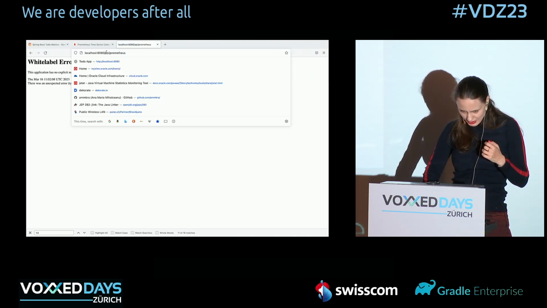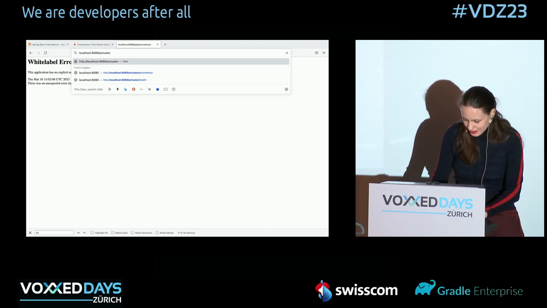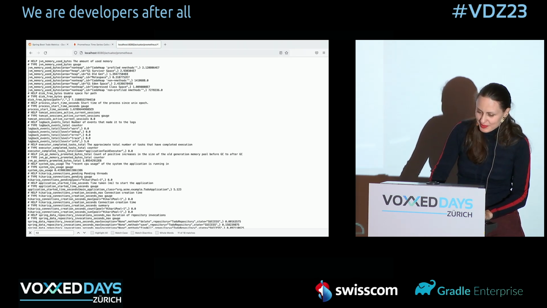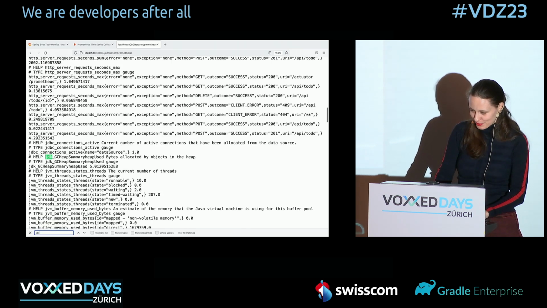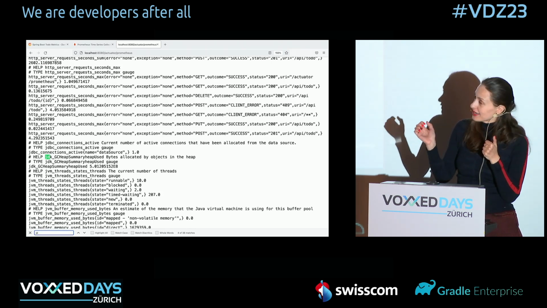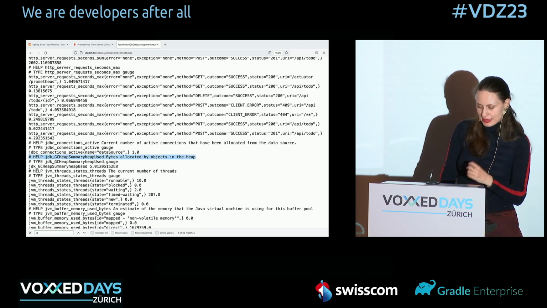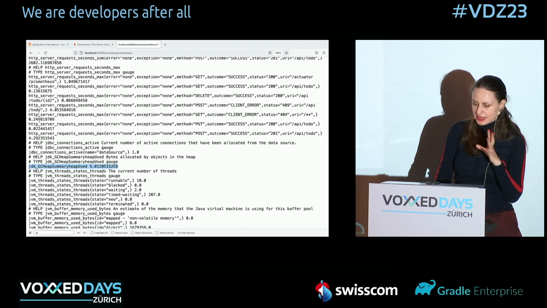Come on. Oh, yes, I know what I did wrong. It was actuator Prometheus. Duh. Sorry. Yeah, Spring Boot, I didn't use it for a while. So my metric, JDK heap summary used, is here. It's the bytes allocated by the objects in the heap with what I created. And you can see it's exported to Prometheus through here. So I can consume it in Prometheus easily.